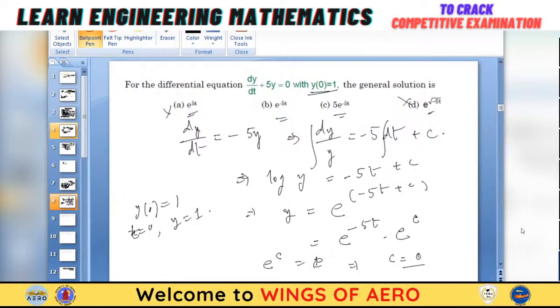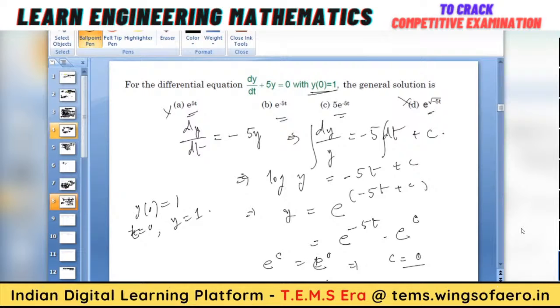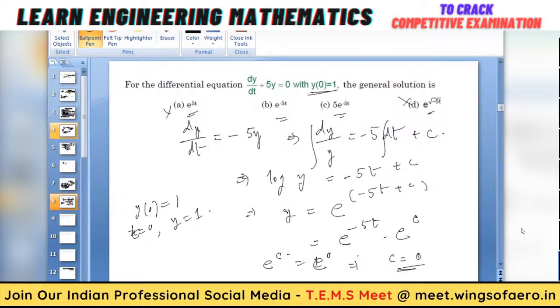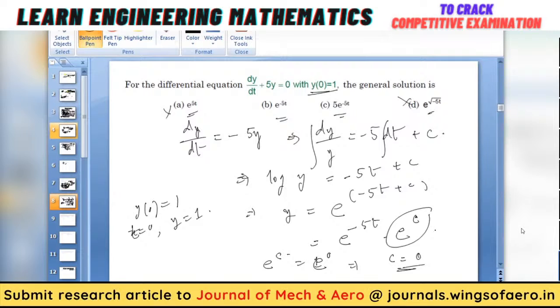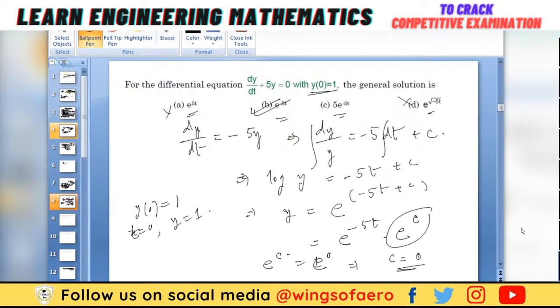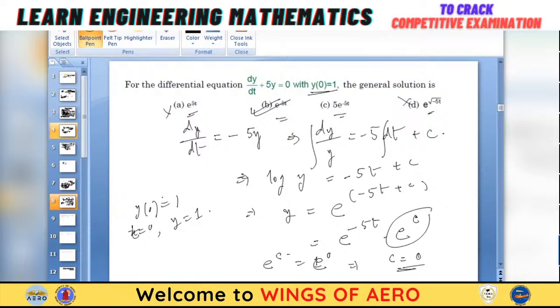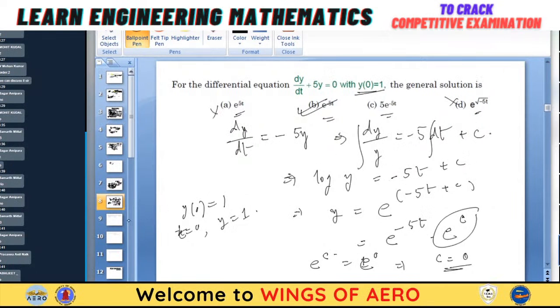And 1 means we can write 1 as e to the power 0. If we compare both sides, c is equal to 0. C equal to 0 means e to the power c becomes 1. So y is equal to e to the power minus 5t. That is B. B is the right answer. Okay, very easy. Next question.